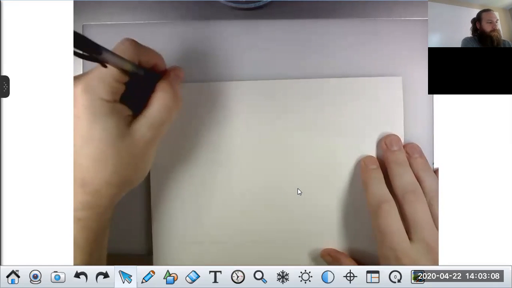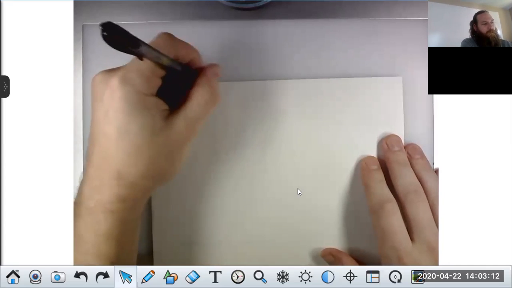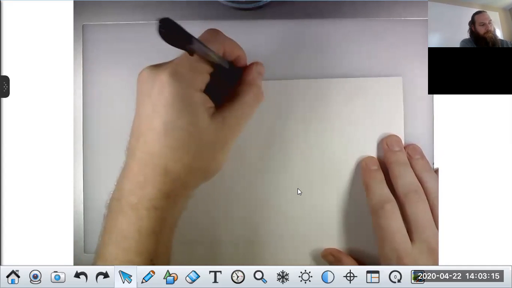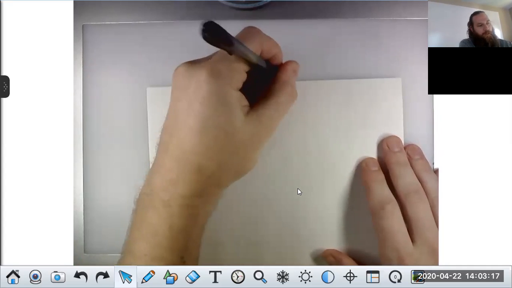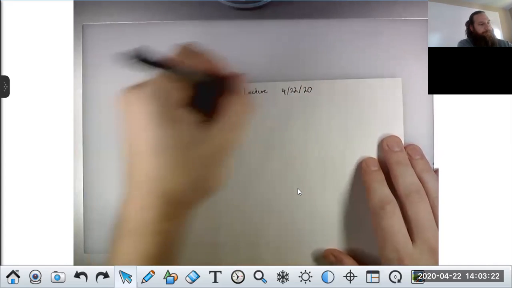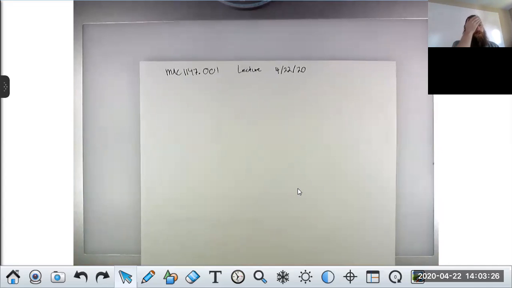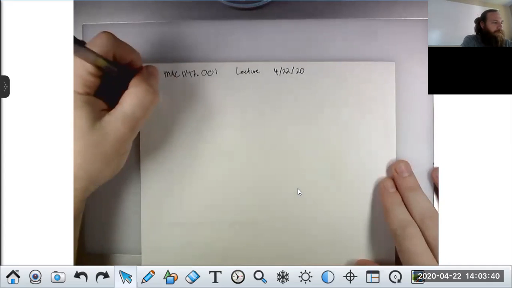This is, of course, MAC 1147, section 1, on today, which is the 22nd of April. And today we're going to continue talking about summation notation, infinite series, sequences, all that good stuff. Mostly I want to give you a feel for that sigma operator. So we developed some results last time. I'll kind of remind you of the big results so far.